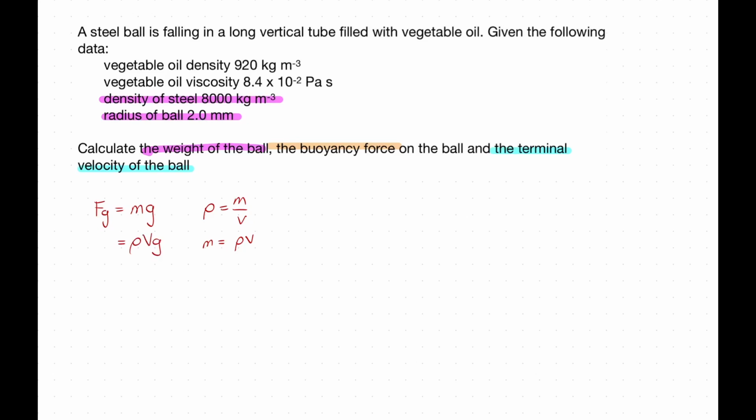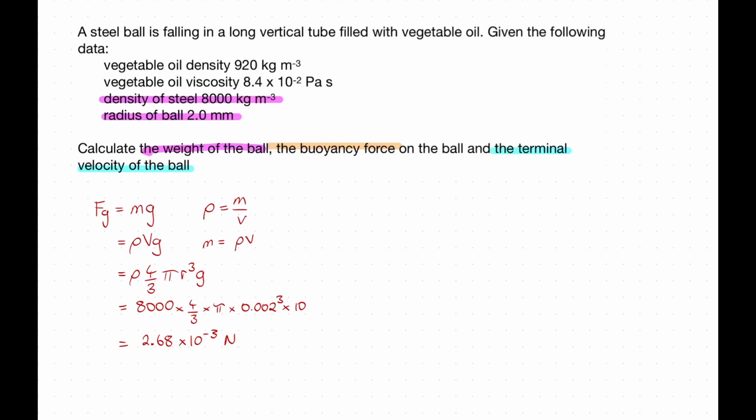We have a ball falling through, so this is going to be a sphere, and we can put in our equation for a sphere. Now we can put all of our numbers into the formula to get a number. This gives us 0.00268 newtons, or 2.68 times 10 to the negative 3 newtons.